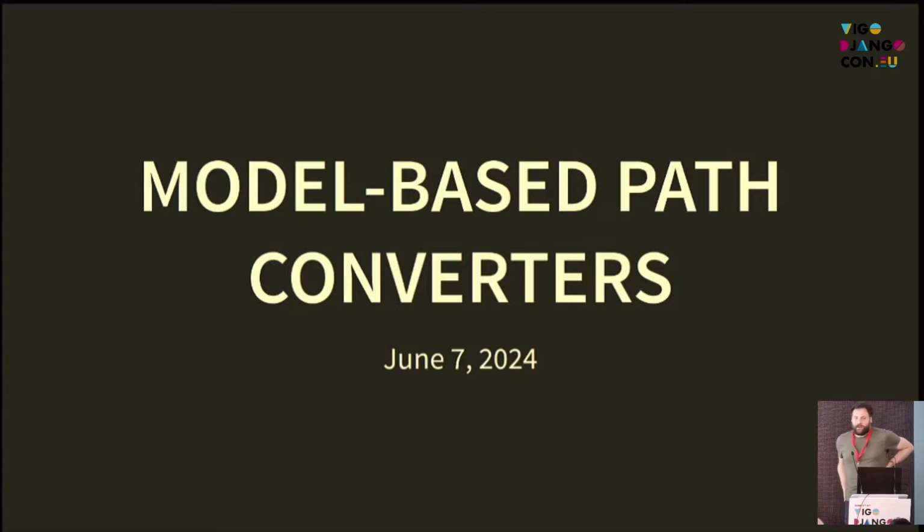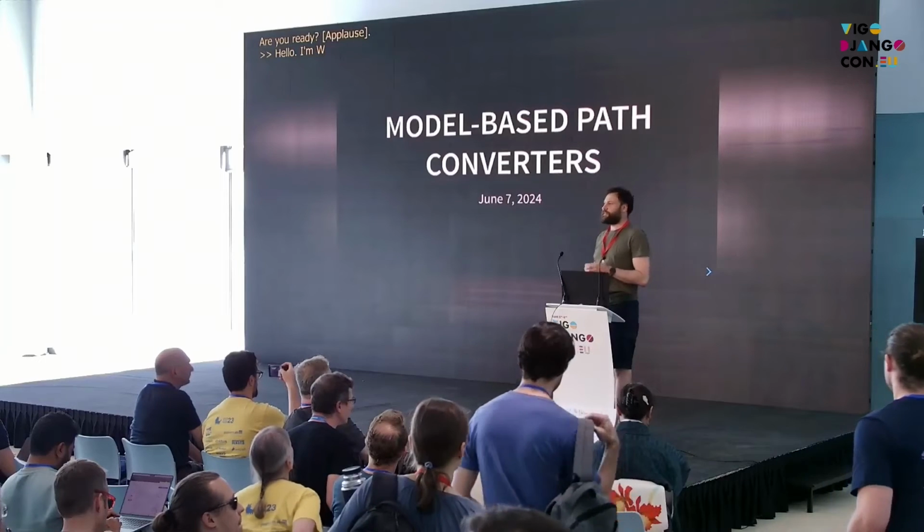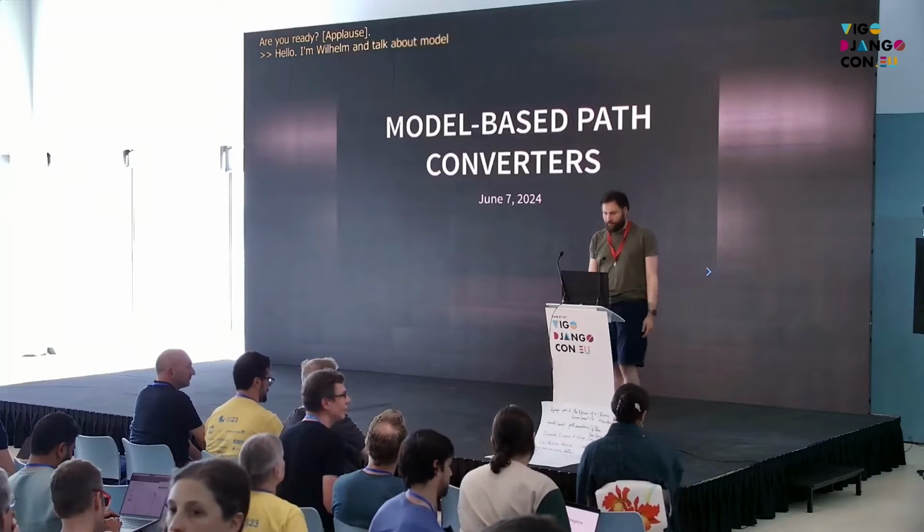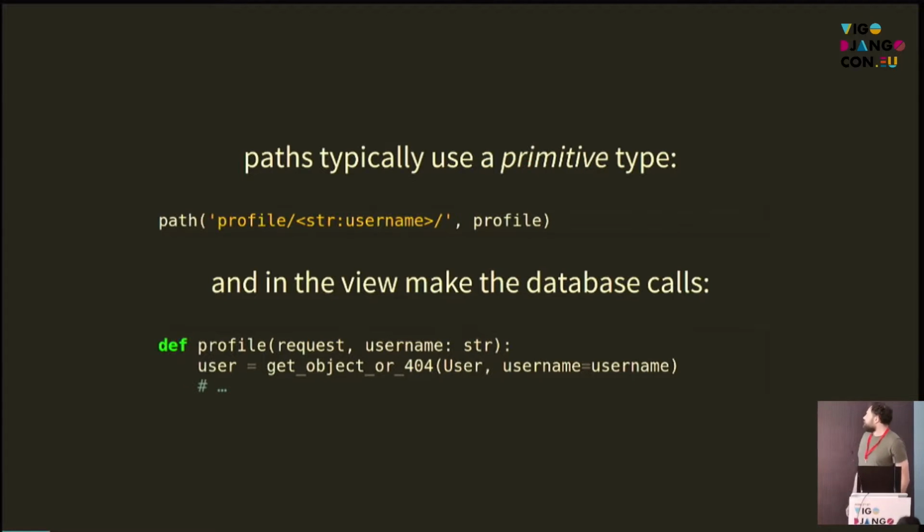Hello, I am Willem van Onsem, and I'm going to talk about model-based path converters, which is actually quite nice because the previous talk also went about path converters. Most of you probably write a lot of paths like that one. If you have, for example, a view where you want to look at the details of a profile, you write a path with a profile and then the username of that person from which you want to see the profile. And in the view, of course, you receive the username. As a result, you make a database query where you look for the user with that username and then you do extra processing.